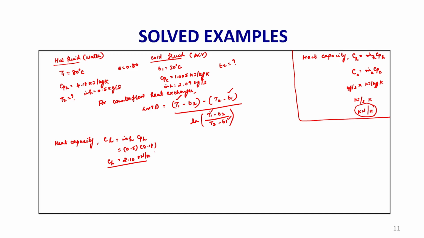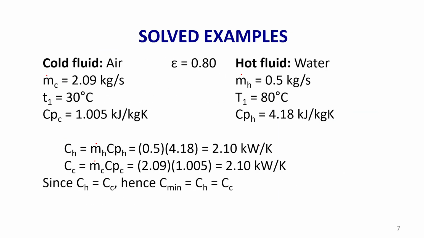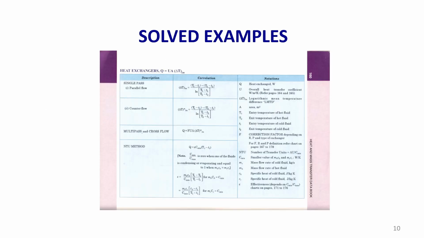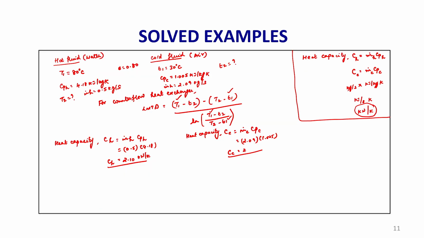per Kelvin. Similarly, I am finding the heat capacity of the cold fluid. So, mass flow of the cold fluid into specific heat of the cold fluid. So, this is equal to 2.09 into 1.005. So, it comes to 2.1. So, here you find 2.10 kilowatts per Kelvin. Units are very important. Now, you compare the heat capacity of the hot and cold fluid, both are same.